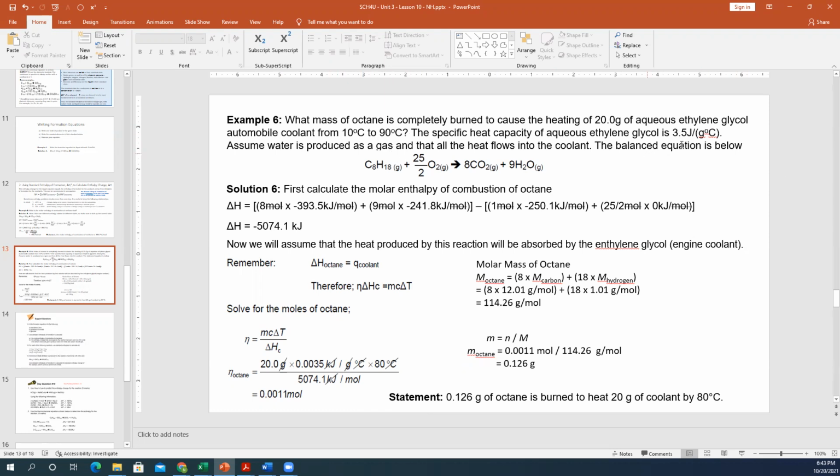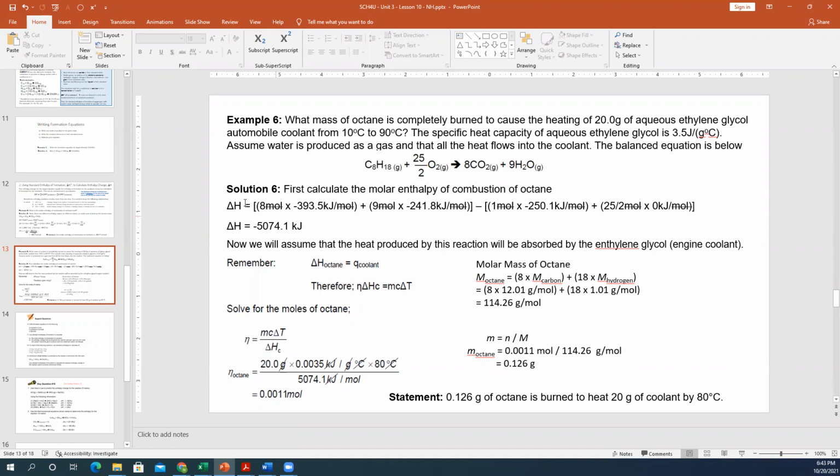You're given the heat capacity of ethylene glycol. And so first we want to calculate the molar enthalpy of combustion of octane. We want to know, if we burn this octane, first of all, how much delta H, how much heat is produced?